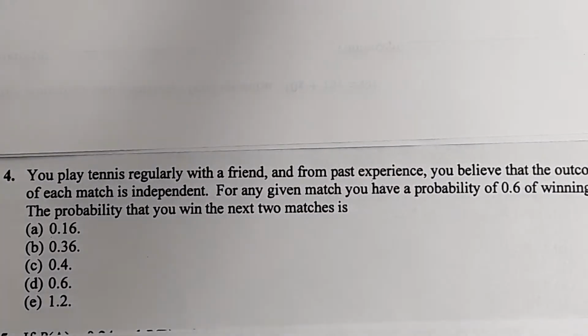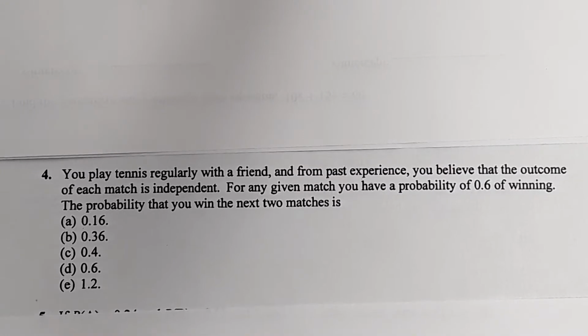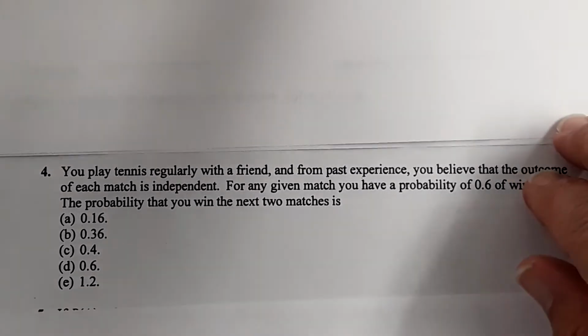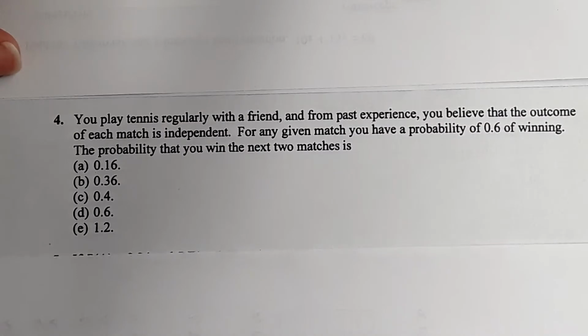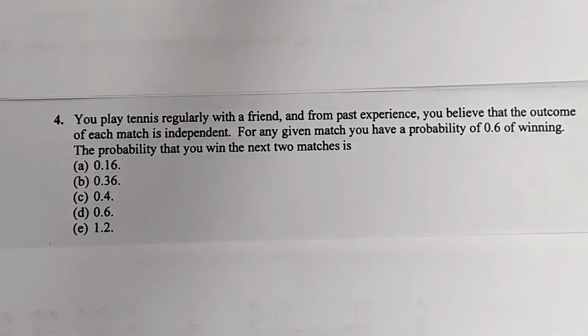Let's see. Can you guys read that a little bit? Okay. You play tennis regularly with a friend, and from past experience, you believe the outcome of each match is independent. For any given match, you have a probability of 0.6 of winning. The probability that you win the next 2 matches is. Okay. Because they say right there that they're independent, what are you going to do with the 2 events? What can you do? You can multiply it.